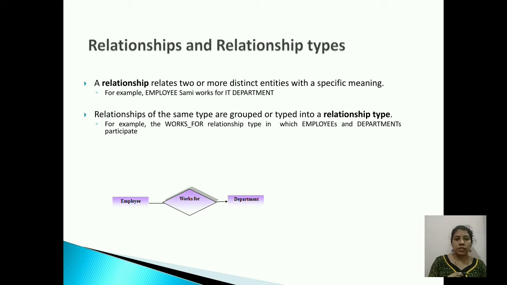Now relationships of the same type can be grouped, and these grouped relationships are called a relationship type. So here we have the works for relationship type, in which we have the employee and department entities. The employee and department are called participating entities in the relationship works for.